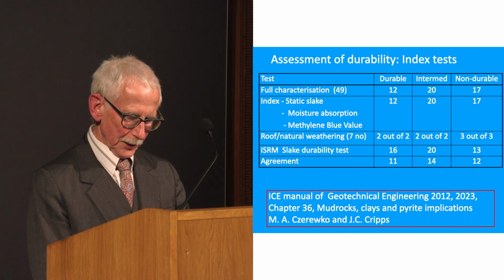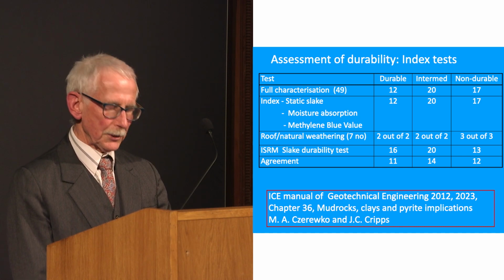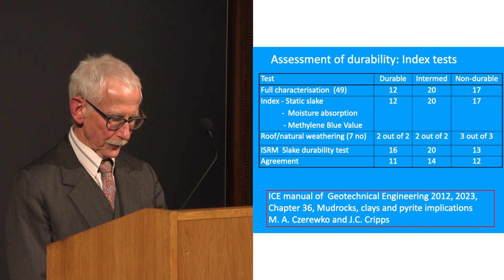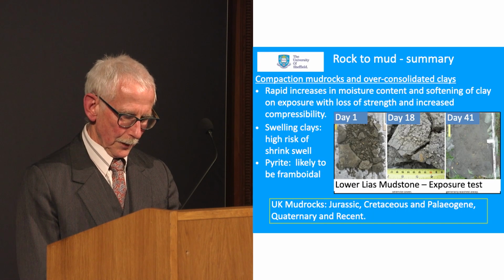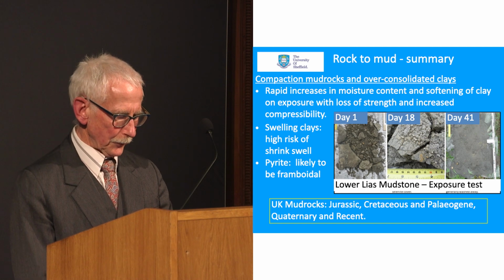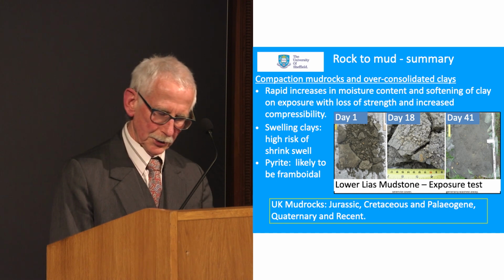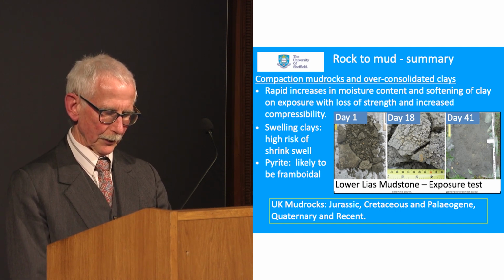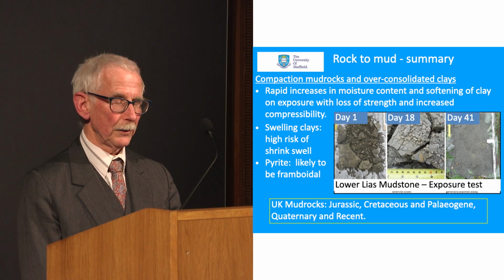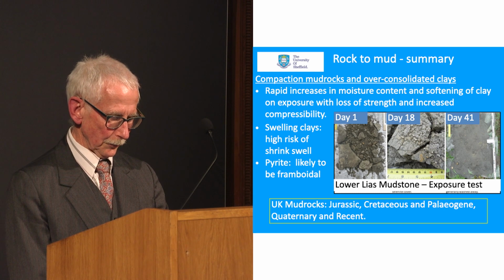In Chapter 36 of the ICE Manual of Geotechnical Engineering, we distinguish 3 categories of mud rocks. This is compaction mud rocks and overconsolidated clays. These are liable to undergo rapid deterioration due to the presence of swelling clays, undergo shrink-swell behaviour, and pyrite is liable to be in the framboidal form. I'll explain more about pyrite in a minute or so.